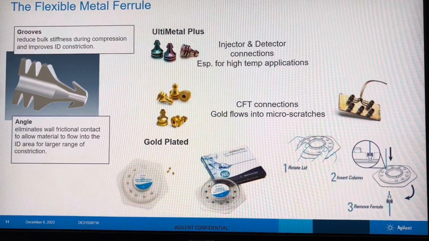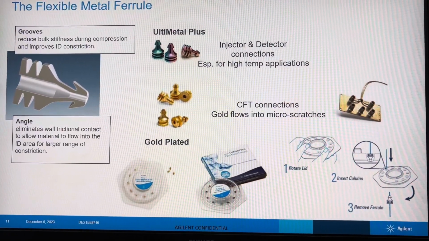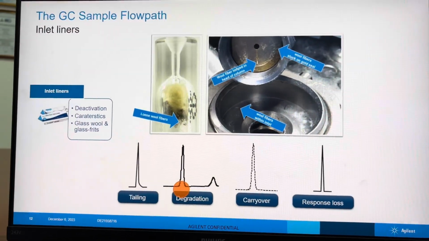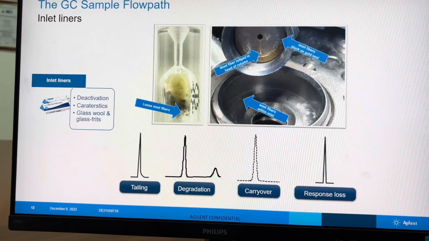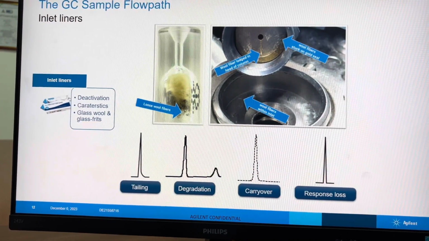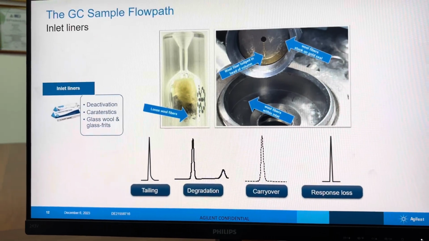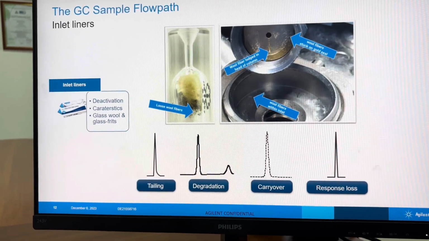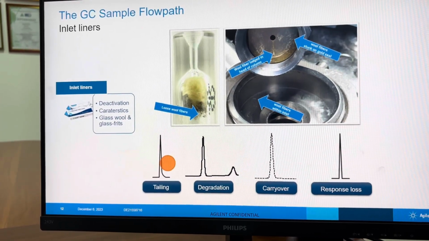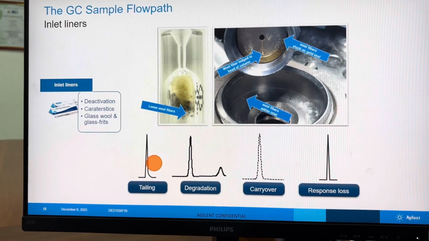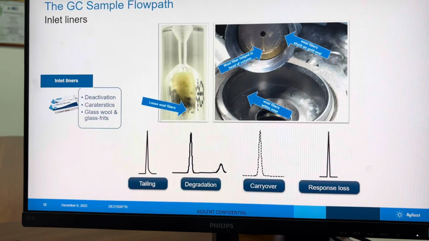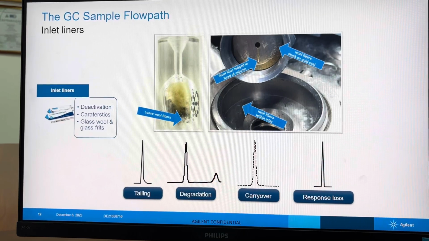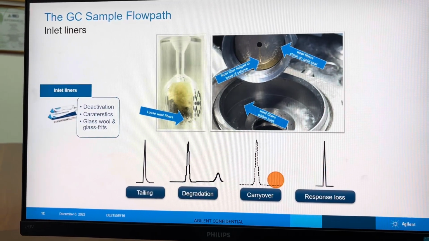And after the ferrules and all, we have a liner, which is a very important part of our analysis. The liner is a major reason for most peak tailing issues, along with the connections. Tailing can also be caused by the liner through contamination or degradation in the liner, or the analyte might degrade in the liner and cause carryover due to accumulation of our sample in the liner from previous runs.